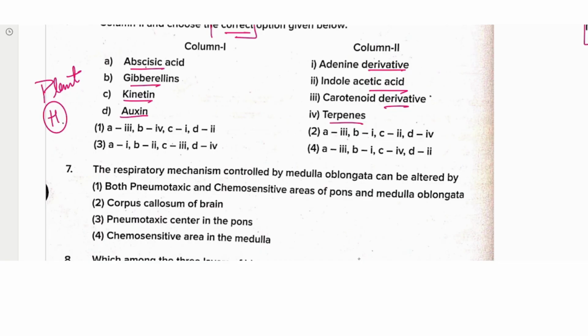Okay, so let's see in question number 6 which would be the best matching or the perfect matching for this one. A is abscisic acid, and we know very well that carotene is the derivative for abscisic acid. So A3 is given here, these three. Then very simple one, gibberellin will be matching with the terpene. Okay, so B4 is given only in one option. So we'll go with the first option.